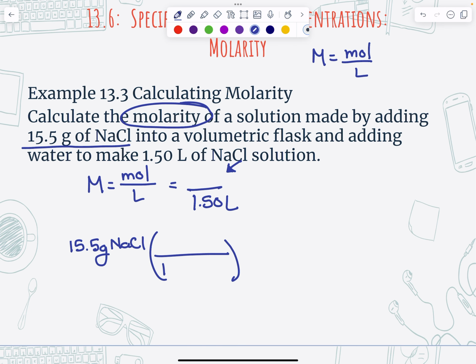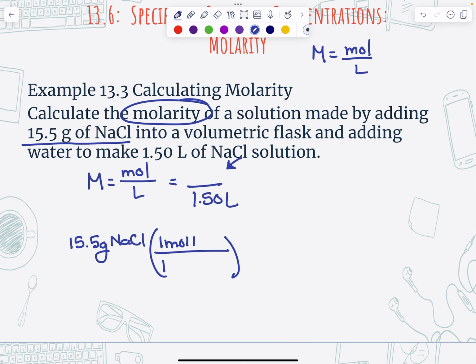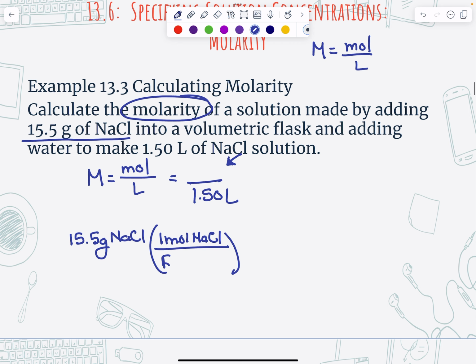One mole of NaCl has a mass of 58.44 grams. That's one sodium and one chlorine. When I divide those two numbers, I get 0.2652 moles of NaCl.